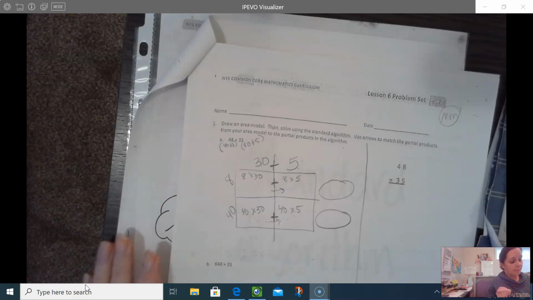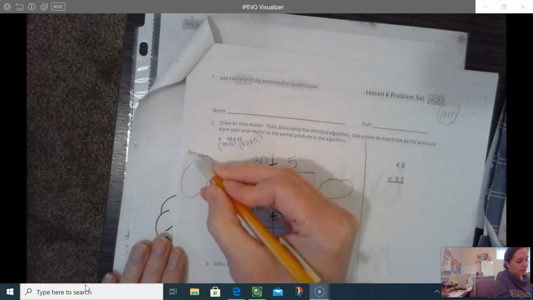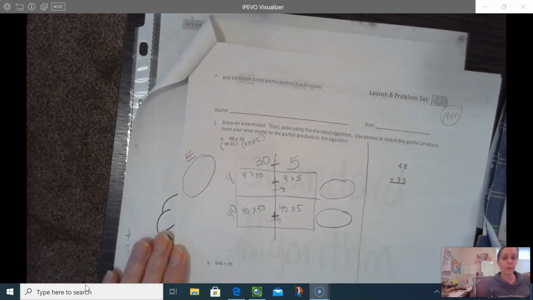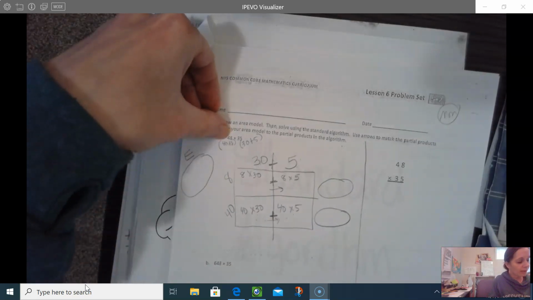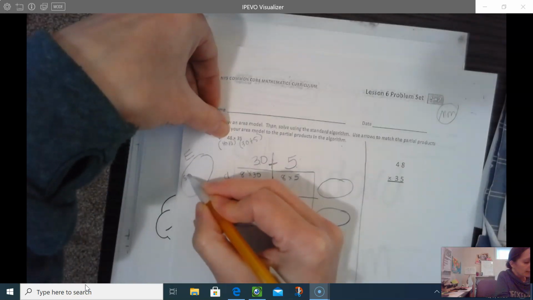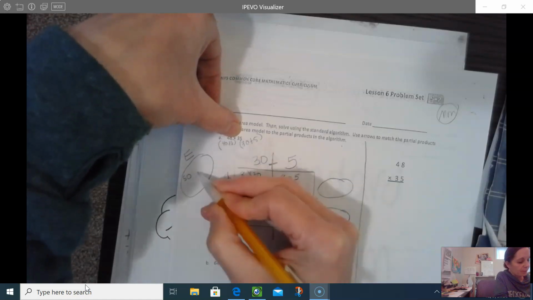So I am going to go ahead and do my estimate before I start. Off to the side here, I'm just going to put a little circle and put E for estimate. Last week we worked on rounding numbers and getting that estimate. So if I look at 48, 48 is really close to 50. So I'm just going to put my little estimate over here. And 35, I would round that up to be 40.